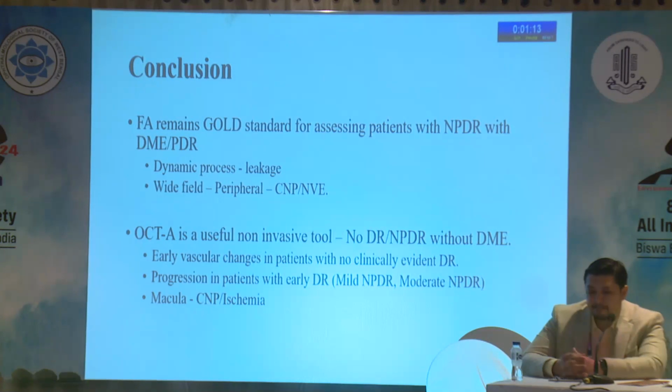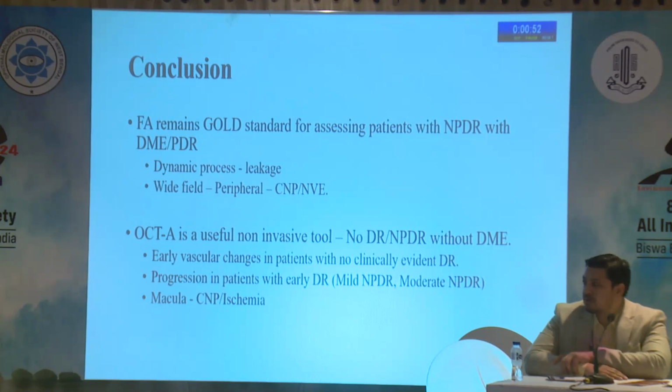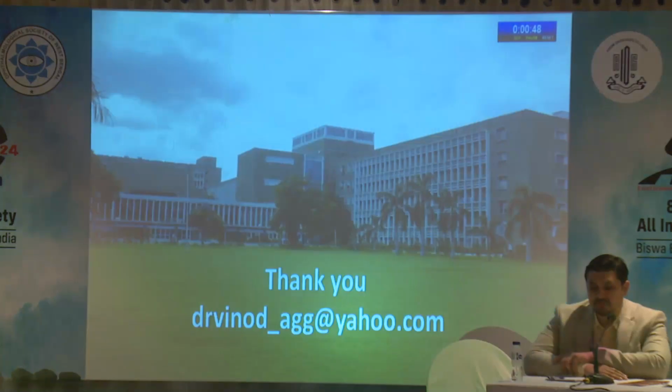It is a very useful tool. Even in patients with no clinical diabetic retinopathy, sometimes it can tell us what is going on in the retina. Early vascular changes are seen in patients with no clinically evident diabetic retinopathy, and as we go on to the higher grades of diabetic retinopathy, these changes do worsen, and it's a very useful tool for assessing the macular CNPs as well as the macular ischemia.